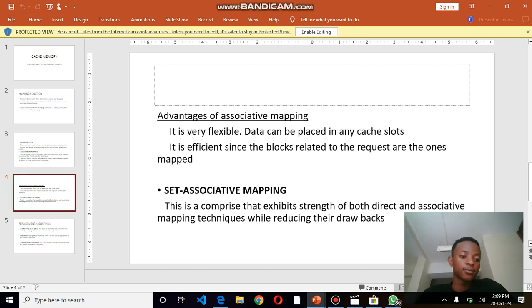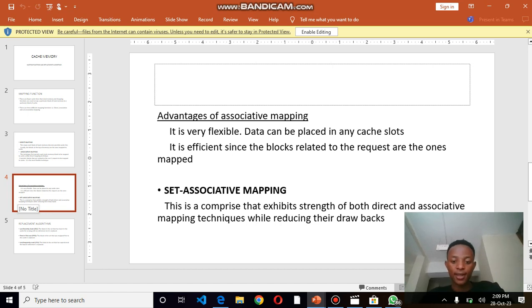The last mapping function is set associative mapping. This is a compromise that takes the strengths of both direct and associative mapping techniques while reducing their drawbacks, or shortfalls. So that's it with set associative mapping.